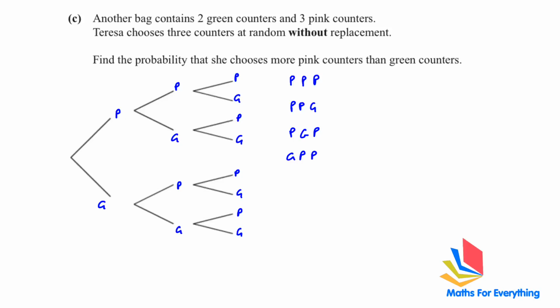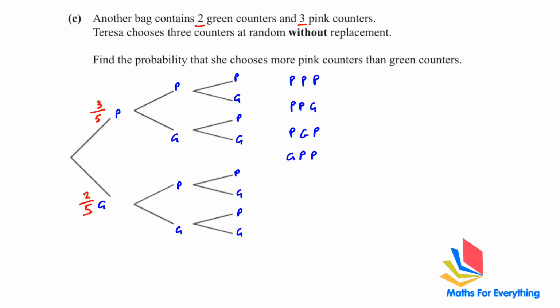This question is different from the other question in that this is without replacement. So if you pick a counter, you are not going to put it back. So the total number of counters is going to be less. We have 3 pink counters and total we have 3 plus 2, 5. And green we have 2 counters and total 5.